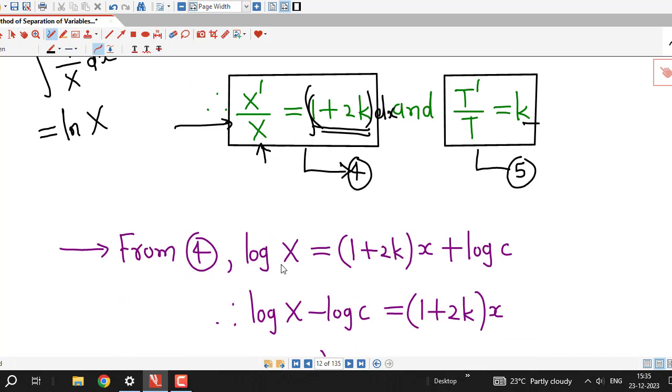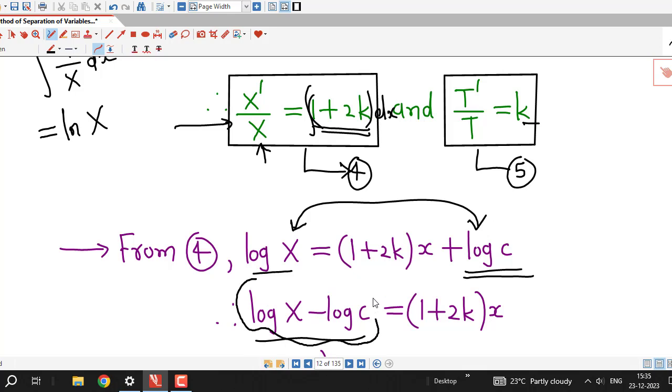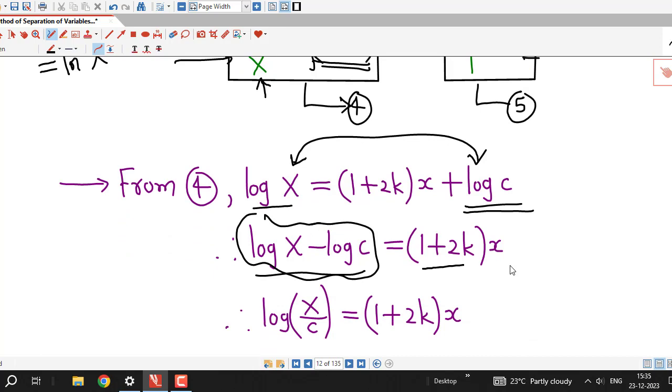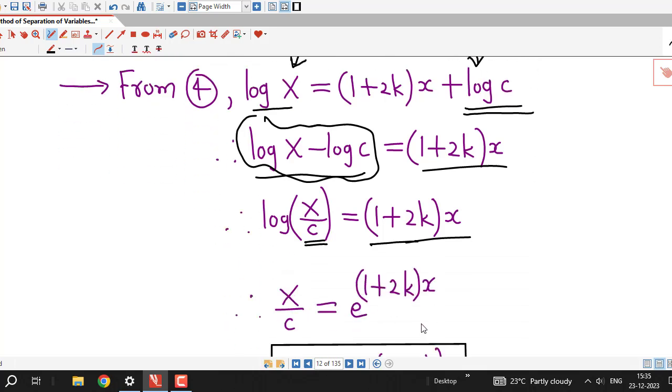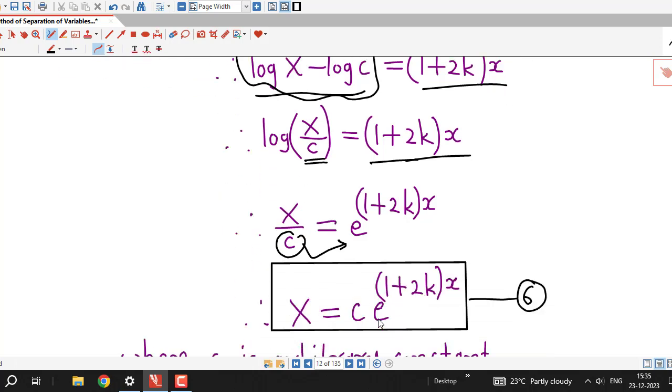From equation number 4, log X equal to 1 plus 2k times x. The constant is adjusted by writing log of constant, and then we have transferred this log c to the left hand side, and now using the property of logarithm, this I can rewrite as log of X by c. From this I obtain X by c equal to exponential of 1 plus 2k times x, and finally we transfer this constant c to the right hand side. This is the function capital X.